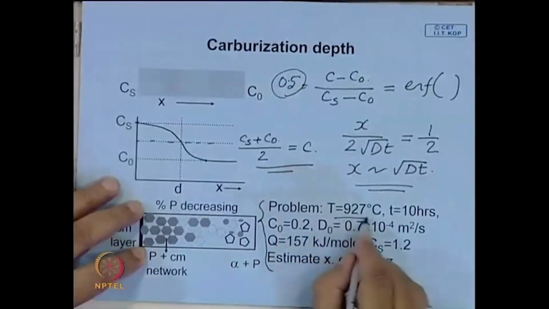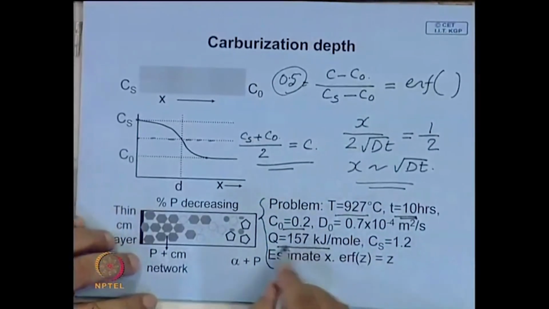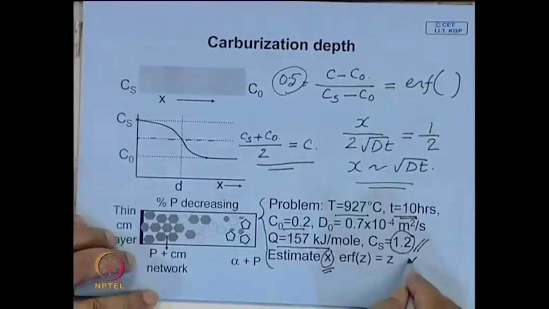The temperature is given, the time is given, the initial C naught is given, the activation energy for carbon diffusion in austenite is given, and the surface concentration of carbon is given. Try and estimate the depth of carburization. And once you estimate the depth of carburization, you can find out what the percentage of perlite will be over here.